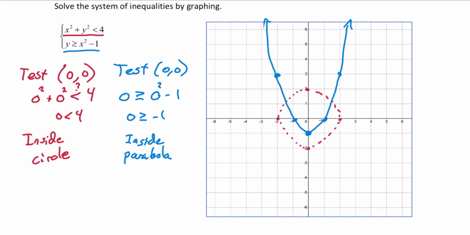Keep in mind our answer is where the two shaded regions overlap. We want to be both inside the circle and inside the parabola. So we'll shade that region that is inside both shapes. And every point in that shaded region is a solution to the original system.